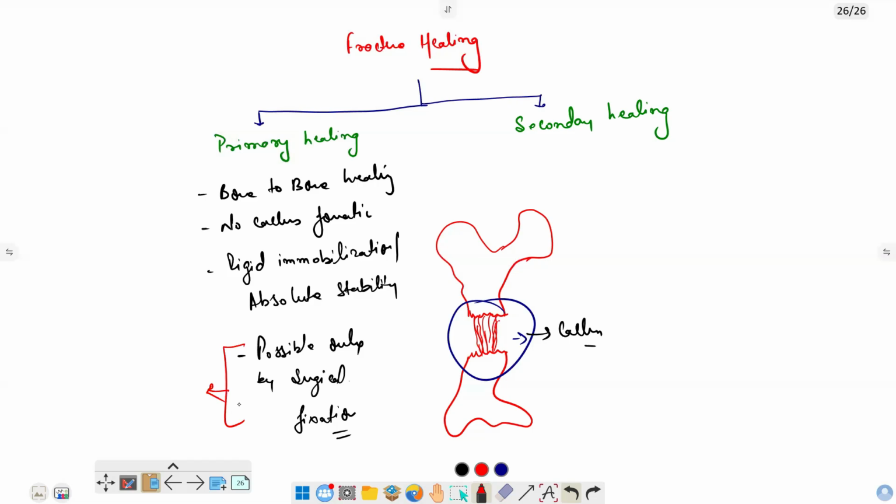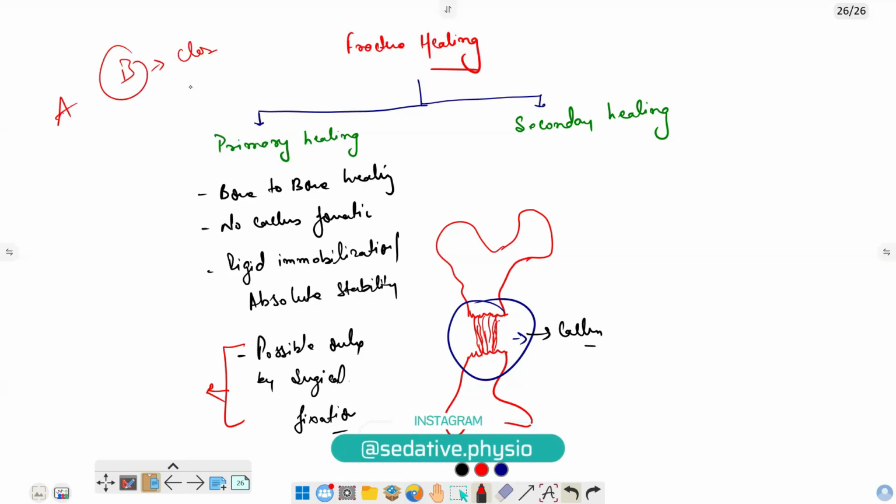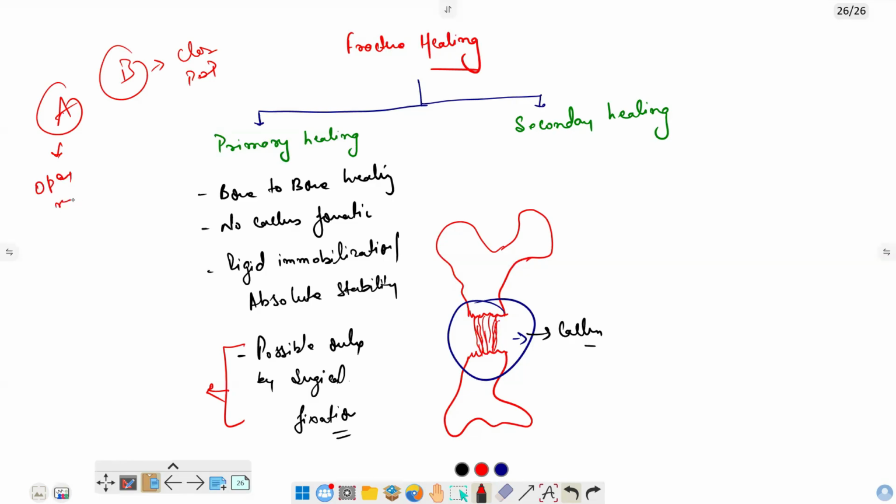That's why, as physiotherapists, when we go for the rehab protocol or the exercise program for any patient, suppose we have two patients, patient A and patient B. In patient B, there is closed reduction with POP. In patient A, there is the same fracture, but an open reduction. So while progressing the exercise program, in patient A we can progress towards more complex exercises much faster as compared to patient B.